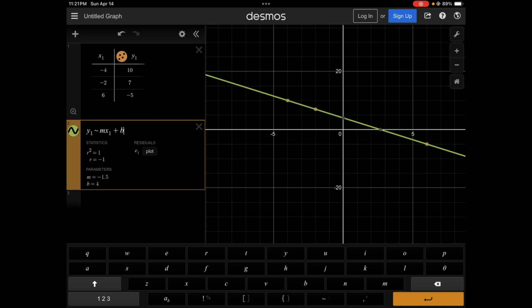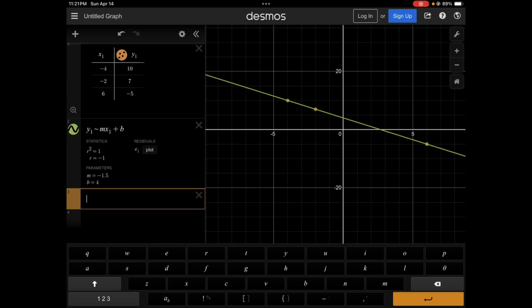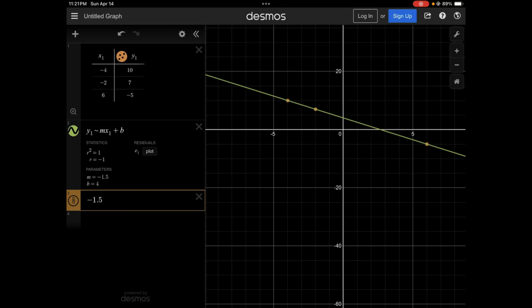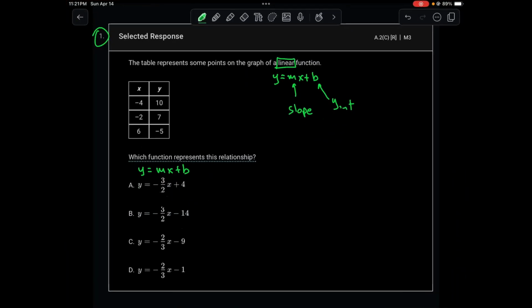b. When I do that, I see that the slope is equal to negative 1.5. This m, as we saw earlier, is the slope. Then b is equal to negative 4. If I want to convert this 1.5 to a fraction, that would be negative 3 over 2. So we have negative 3 over 2 and 4.